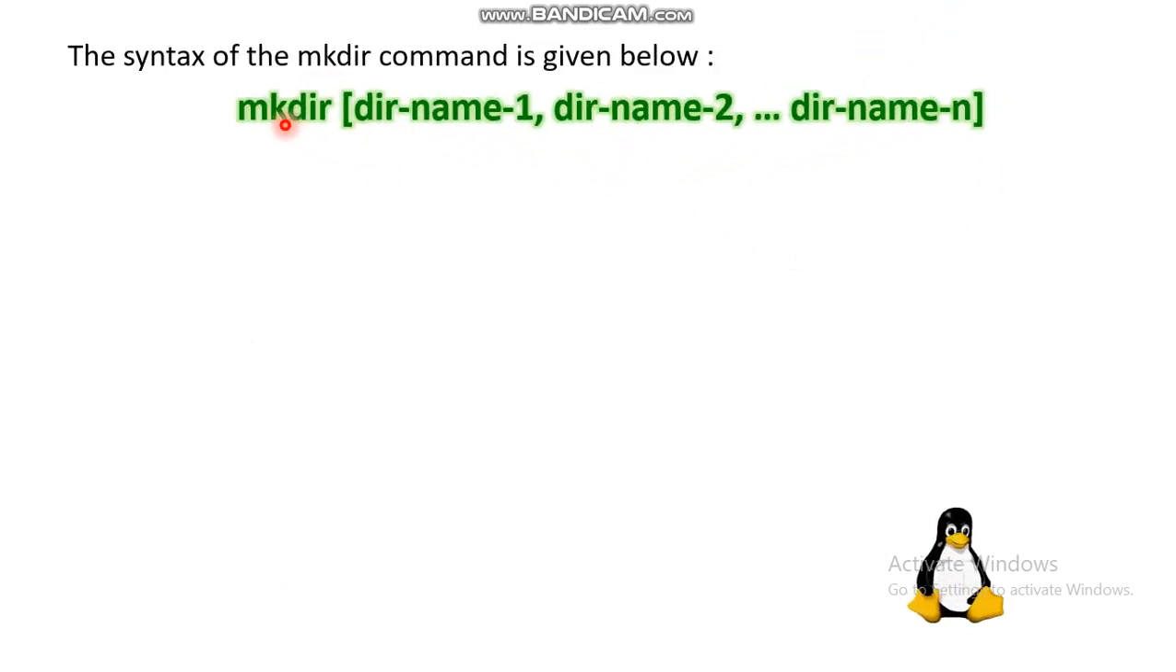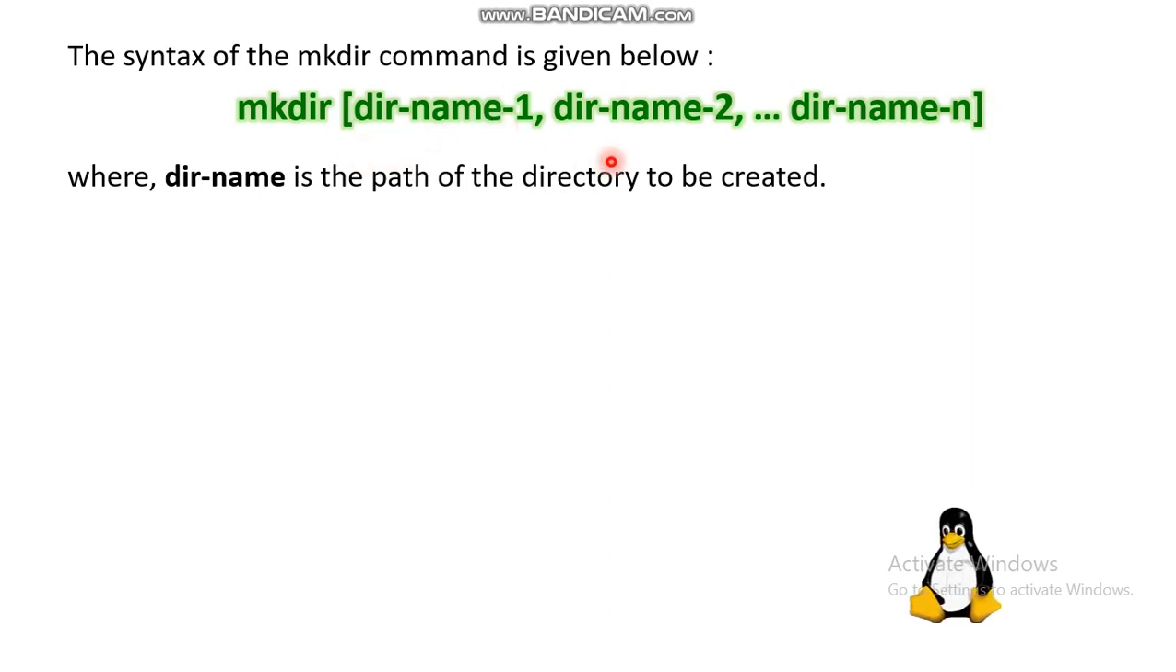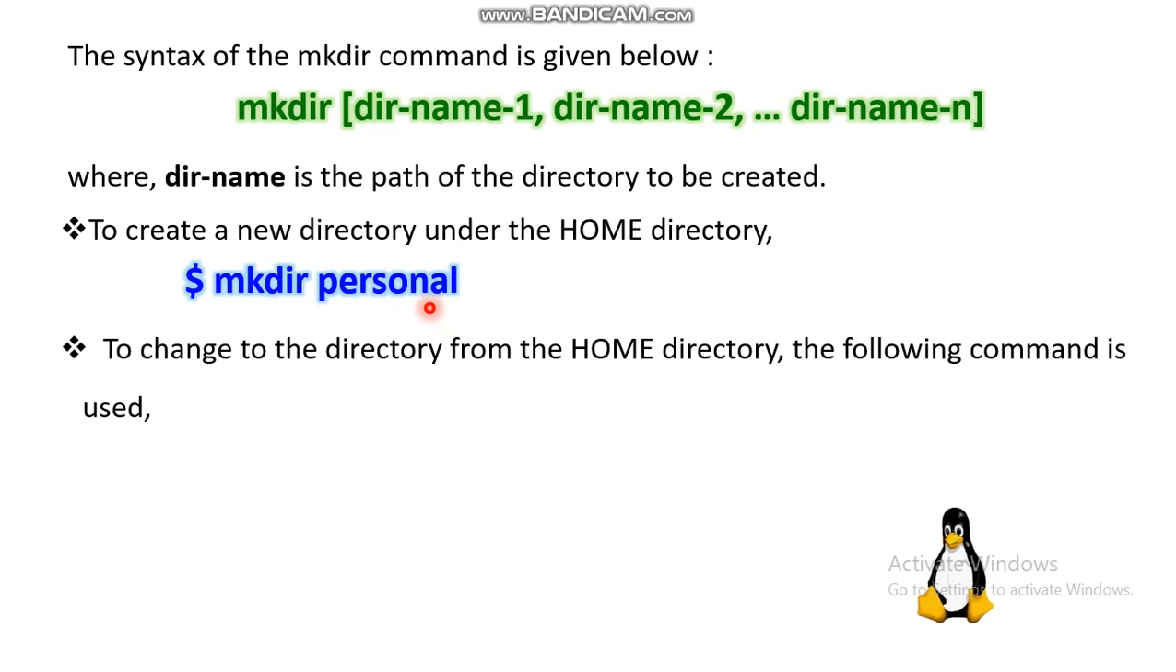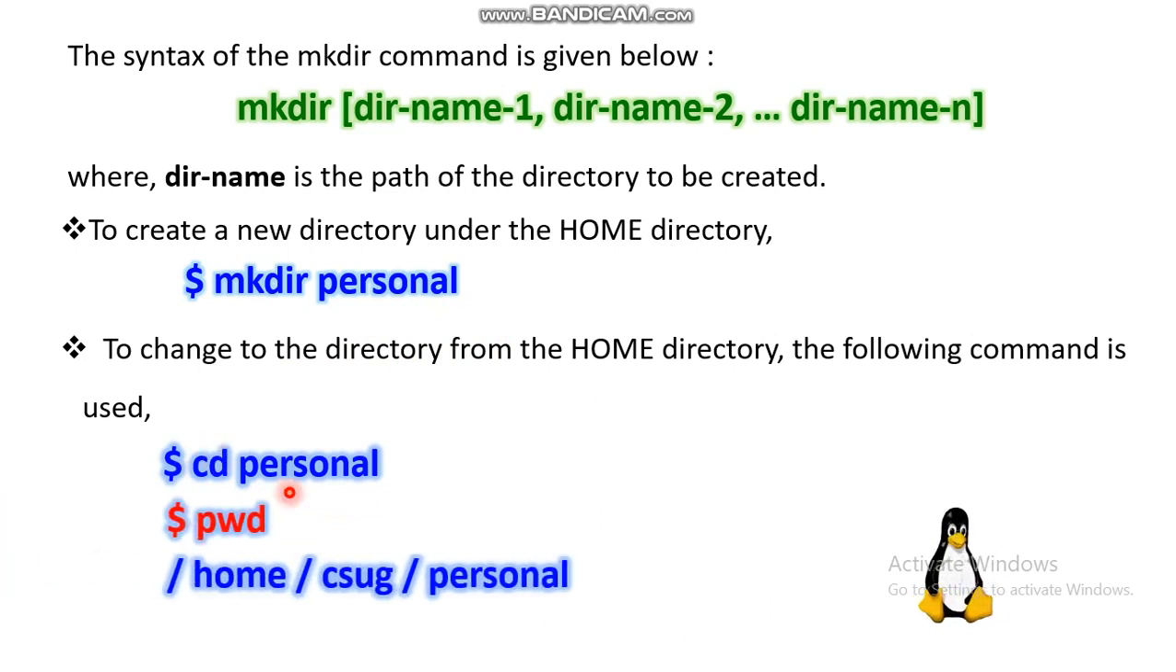Syntax: mkdir [directory name 1, directory name 2, ... up to n] directories can be created. Directory name is the path of the directory to be created. To create a new directory under the home directory, just give mkdir directory name. Personal is the directory created. So to change to the directory from the home directory, the following command is used: cd personal.